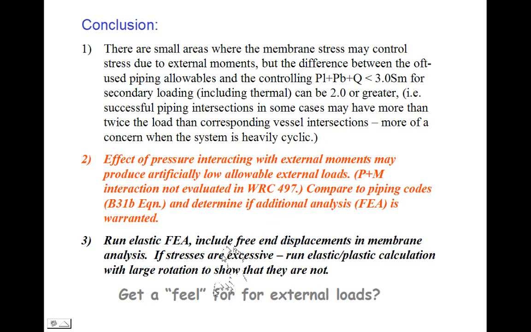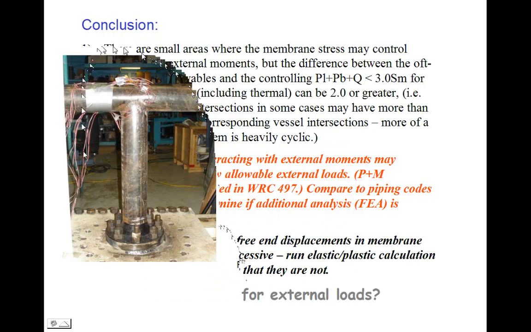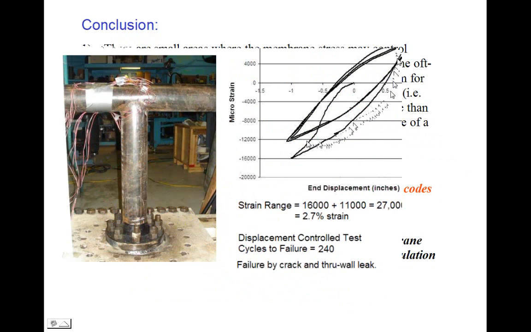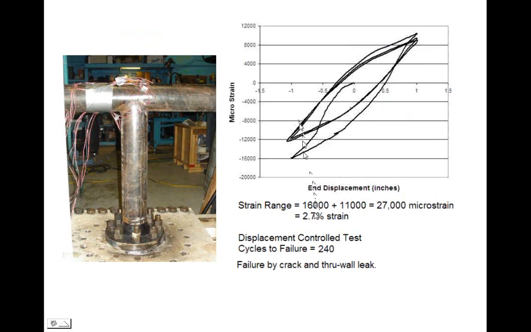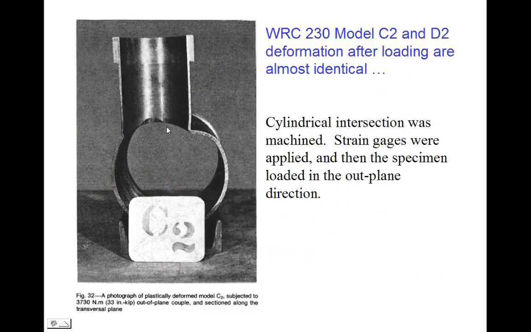Now what I'd like to do is get a feel for where the external loads are with respect to actual piping systems. Here's a typical fatigue test. Here's the strain range that was cycled through for this fatigue test. The strain range that we saw here was 2.7%, no visible distortion, 240 cycles to failure. So there was no collapse, no distortion at 2.7% strain in a 4-inch size-on-size component.